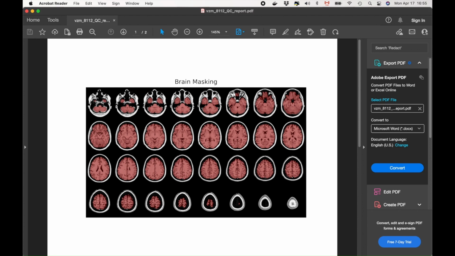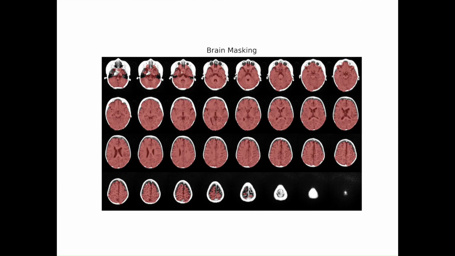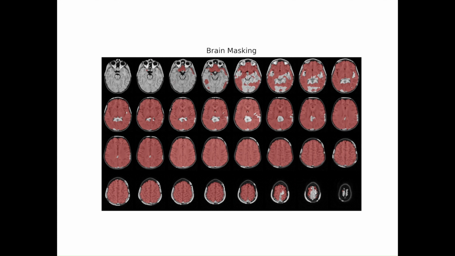2 major problems can affect this step, which will have a tremendous effect on the tissue segmentation. The first problem is an understripping, meaning that a significant part of the skull is included in the overlay. The second one is an overstripping, which means that a significant part of the brain is not included in the overlay.